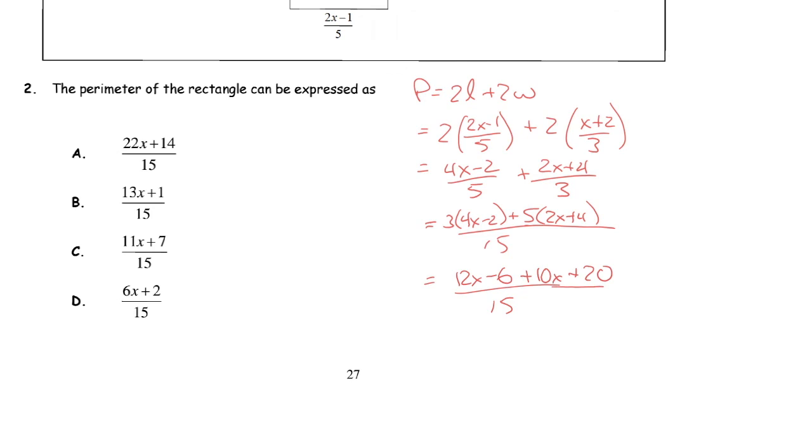And 12x and 10x is going to be 22x. And actually, that's as much as I need because I can tell right away that that's going to get me the 22x, and then negative 6 plus 20 is going to give me the 14. So there we go. That's what I was looking for.